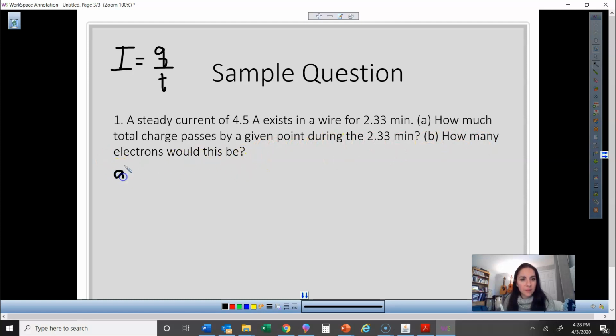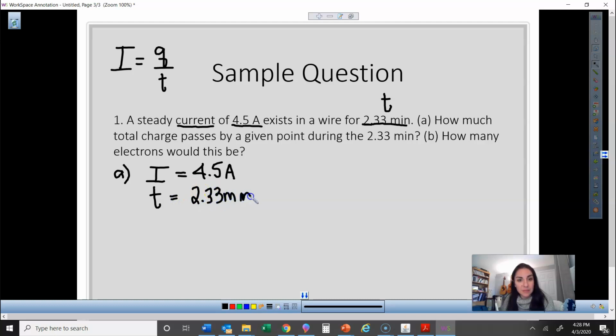So part A, we're given this value, 4.5 amps. The amps tells me it's a current, or the fact that it used the word current before that. And notice that we know the current is going for some amount of time here. But I hope this raises a red flag because it's in minutes, not in seconds. So I need to convert this out to seconds. And the question is how much total charge. So we're looking for Q in this.